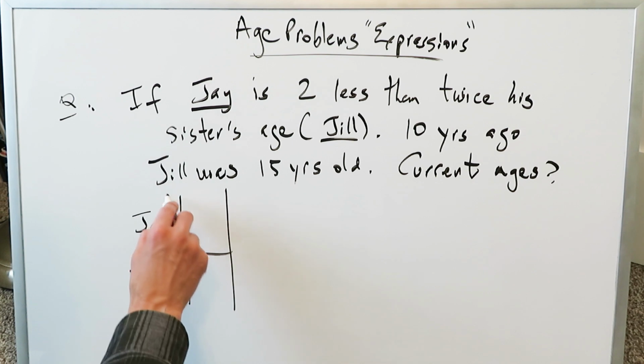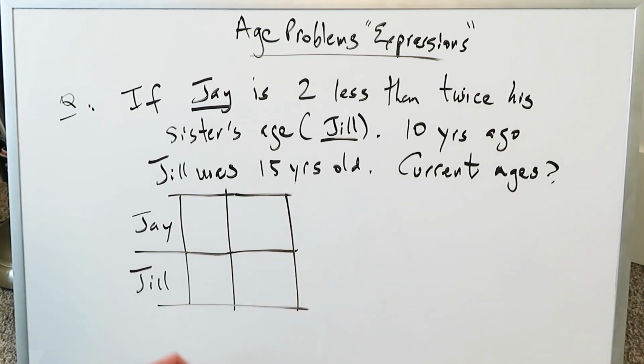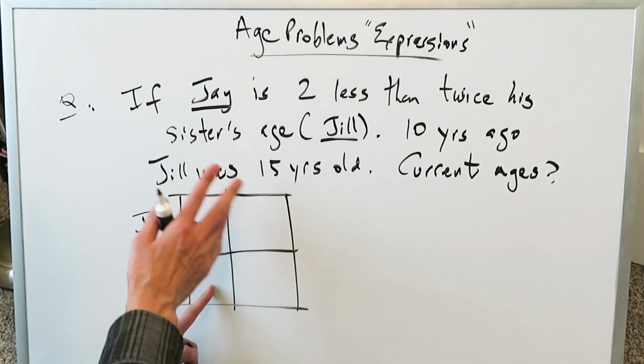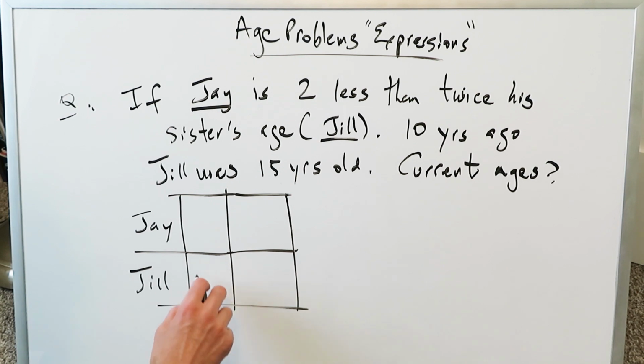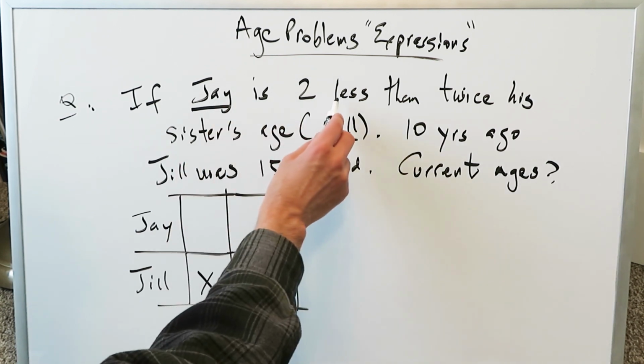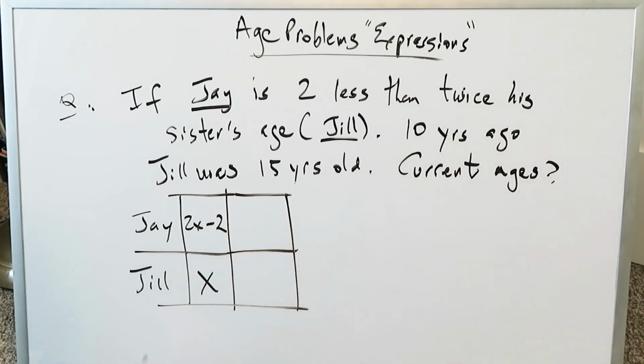You can do this by means of a table of values, and let's do this. We'll put over here the algebraic expression, and then we'll start adding things to our table. We know nothing about Jill in terms of algebra, other than we have a relationship between J and Jill. If Jill is X, J is 2 less than twice his sister's age, 2X minus 2. 2 less than twice his sister's age, and that makes sense.